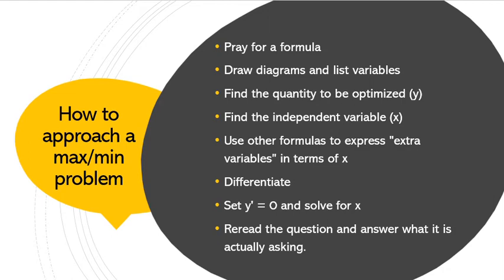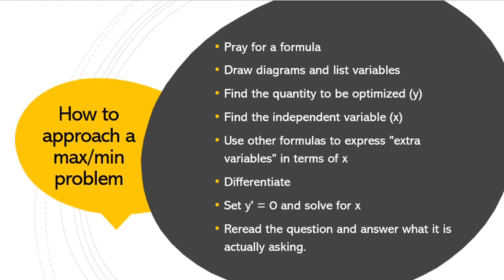So with these problems, there's always a general, same approach. So hopefully you get a formula. If you do not, start drawing pictures and start listing your variables. Find out what you want to optimize, your y, like your area or your volume or your revenue, and then find the independent variable x. And then you're going to take any other extra variables and find different formulas like we did with the volume and surface area to express them in terms of that independent variable. Like when we took h and made it into 2000 over pi r squared.